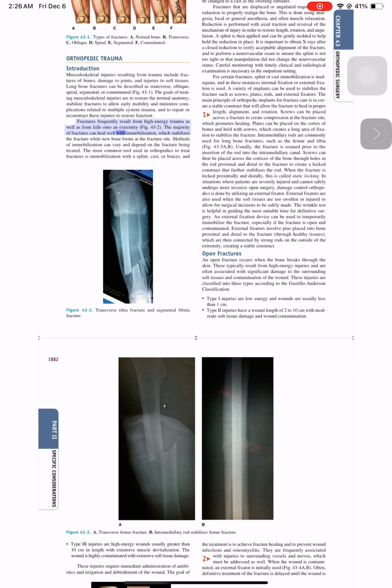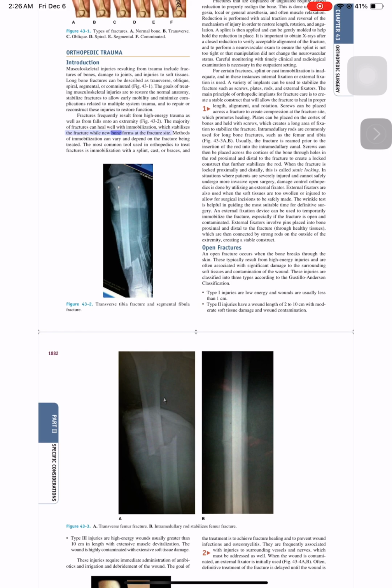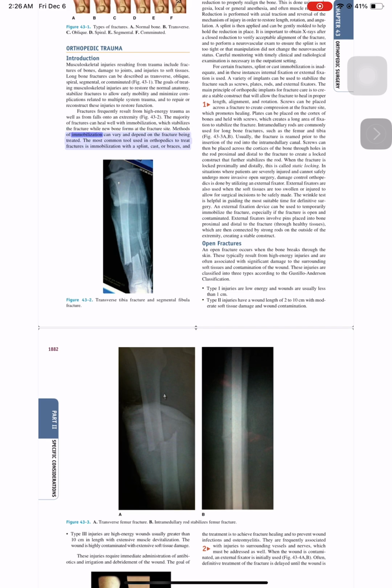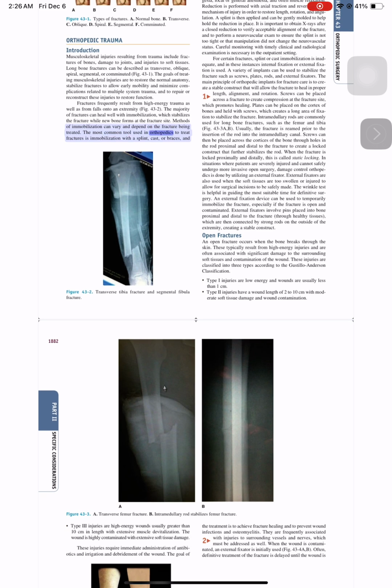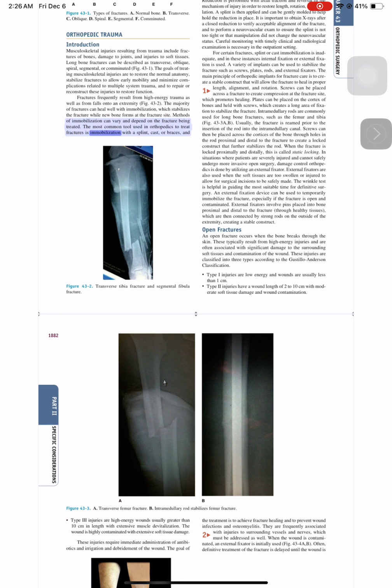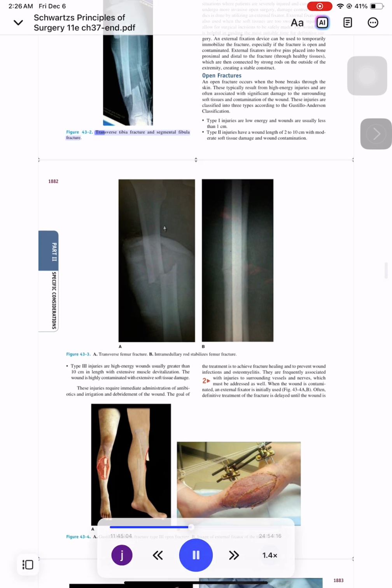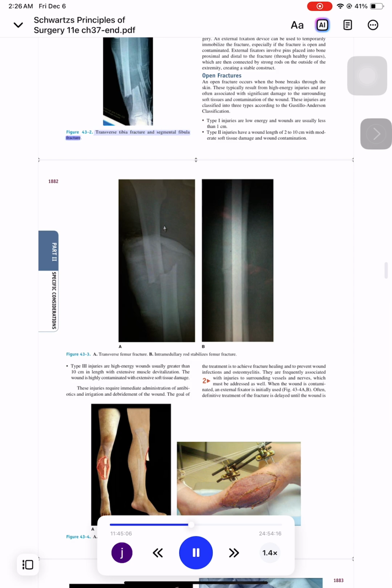The majority of fractures can heal well with immobilization, which stabilizes the fracture while new bone forms at the fracture site. Methods of immobilization can vary and depend on the fracture being treated. The most common tool used in orthopedics to treat fractures is immobilization with a splint, cast, or braces, and figure 43.2, tibia fracture and segmental fibula fracture.